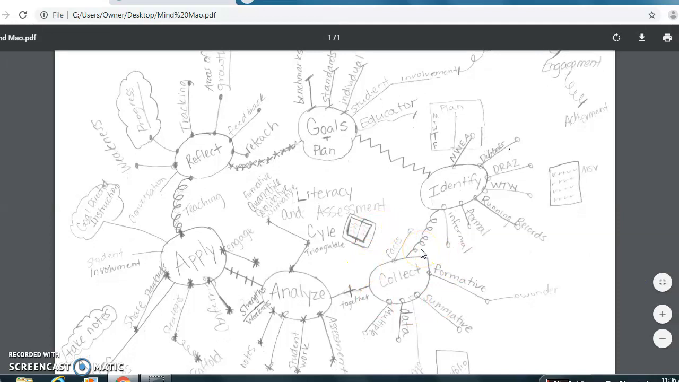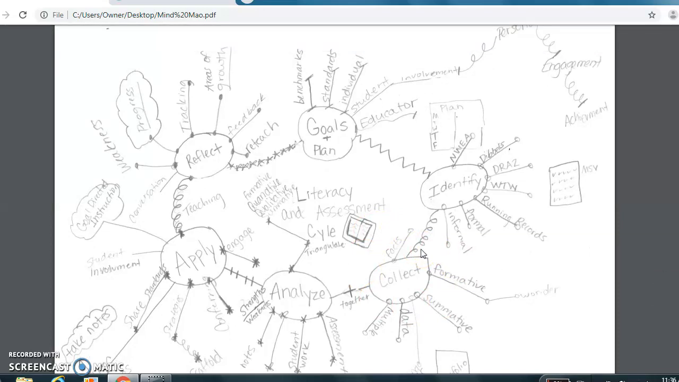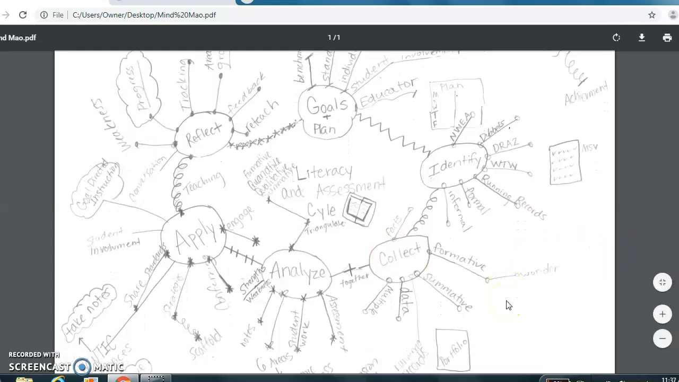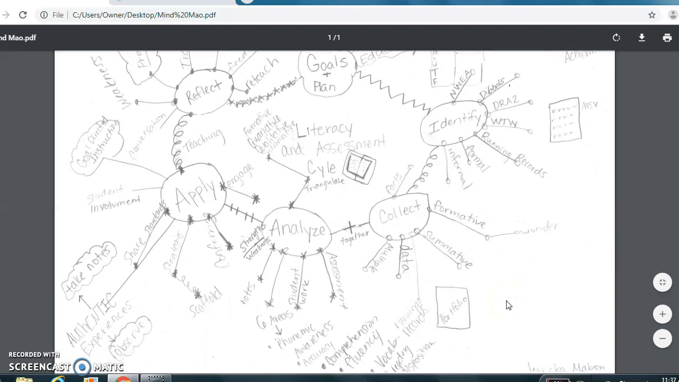Next we move on to collect. However, I did put analyze and collect together because I just feel like they really go hand in hand. So collecting: formative, summative, all types of data, multiple sources, getting the facts, and then taking us over to analyze. Let's see if it will take me down. There we go.